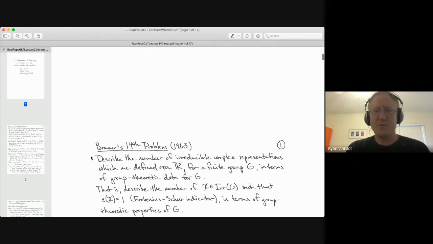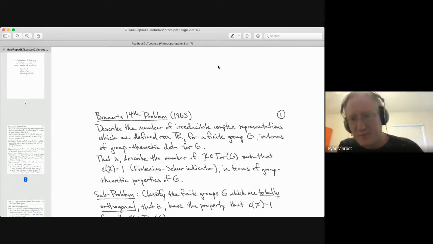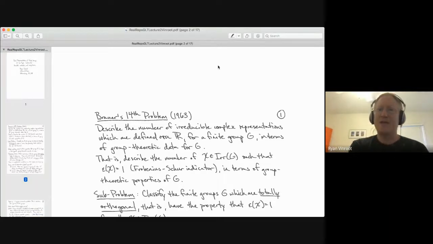Okay, so just to remind you what we were talking about, Brauer's 14th problem. This is in a paper of Brauer that was published in 1963 with a long list of questions from finite group character theory. And this was the 14th problem in this list. Describe the number of irreducible complex representations which are defined over the real numbers for a finite group G in terms of group theoretic data for G.